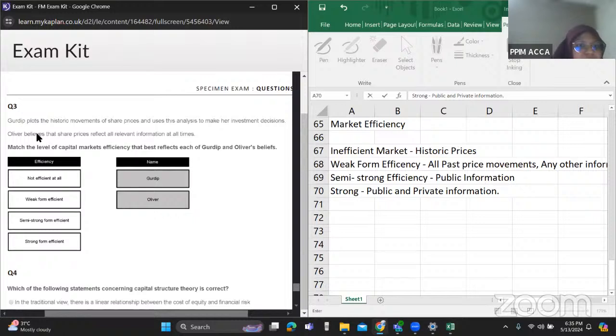And if you look at Oliver, he believes that share prices reflect all relevant information at all times. So all information, whether it is private, whether it is public, it is reflected. So this is an example of strong form efficient. Okay. So that's what that question is about.